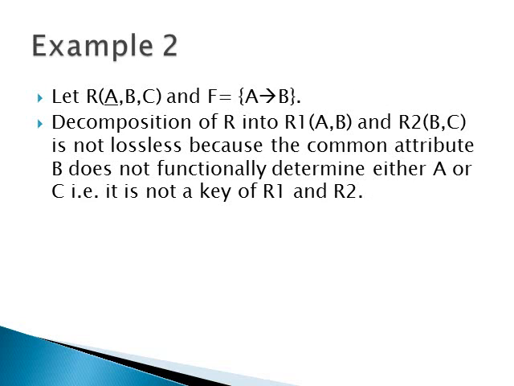Example 2. There is relation R. A, B, C are attributes of relation R. A is a prime attribute and functional dependency is A tends to B. If we decompose this relation R into two relations R1 and R2, it is not lossless because common attribute B does not functionally determine either A or C. That means it is not a key of R1 or R2. So this relation is not lossless.